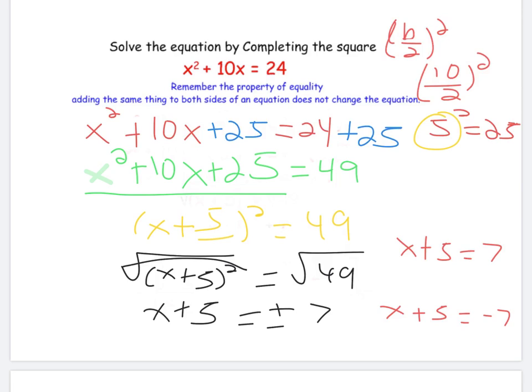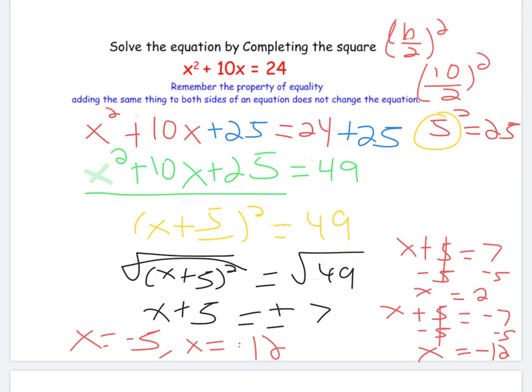So to solve both these equations, I would subtract 5 from both sides. So 5 minus 5 cancels out in both equations. I'm left with x, and then 7 minus 5 is 2. I'm left with x here, and then negative 7 minus 5 gives me negative 12. So my solutions to this quadratic equation are x equals 2 and x equals negative 12.